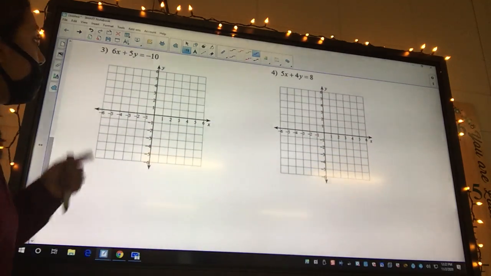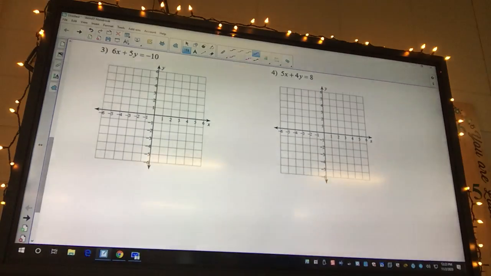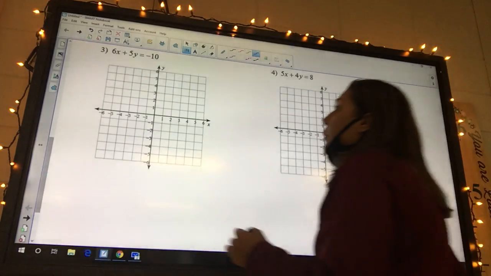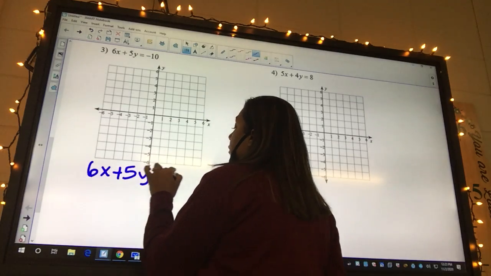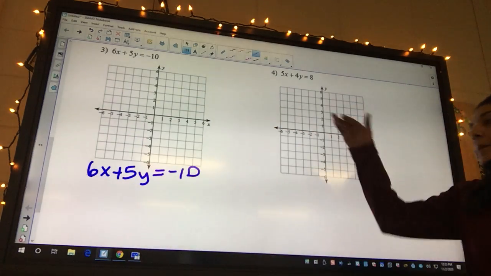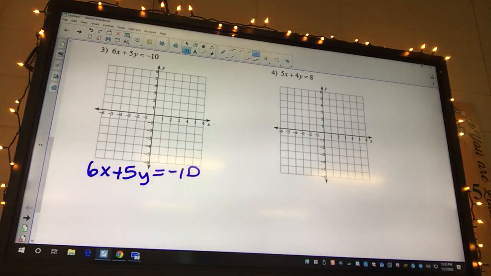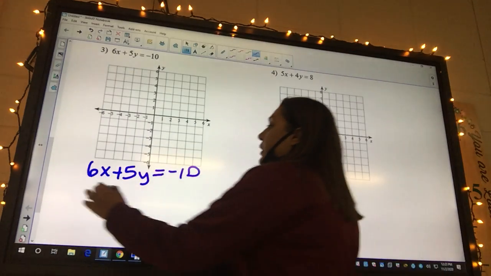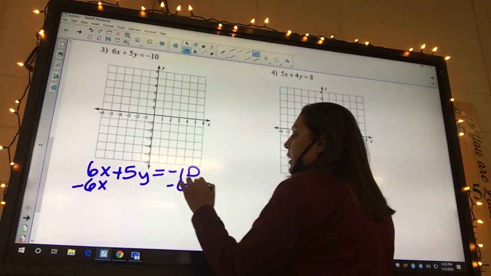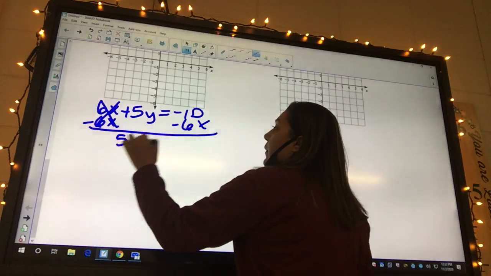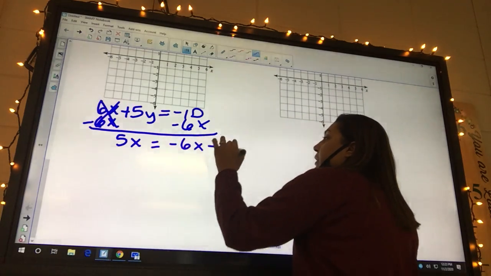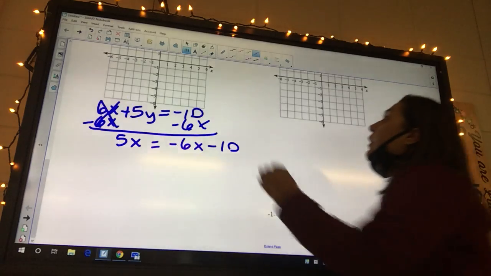Okay, so let's look at 3. What form do I need these to be in order for me to graph it? Slope-intercept form, which means to get what by itself? Y by itself. So 6x plus 5y equals negative 10. Okay, so that's my problem. What do I need to move first? The 6x. So I say minus 6x, minus 6x. Can I put those together? So then that becomes negative 6x minus 10, right? So it'd be negative 6x minus 10. Oh, this should be a y.